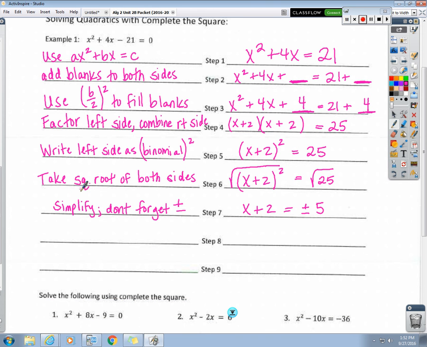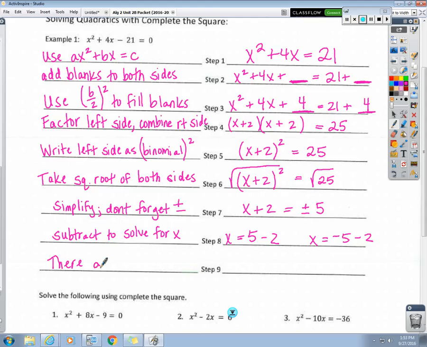Okay, then you're going to subtract to solve for x. Just think about it. If you're trying to solve for this x, wouldn't you subtract this 2 on both sides? Well, you have a positive 5 that you're subtracting the 2 from, but you also have a negative 5 that you're subtracting the 2 from. So then just remember there are 2 answers.